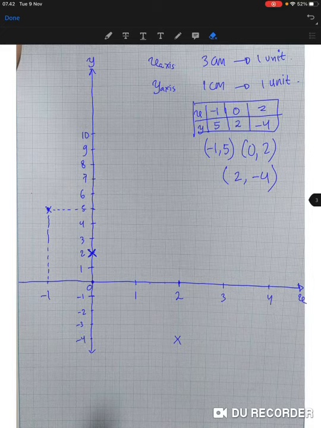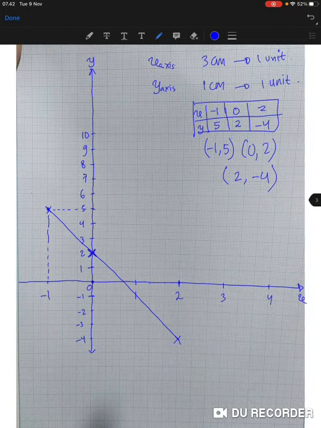Now I need you to use your ruler to make a line. Like this. Okay. Alright. Here. Finish, guys, for number 2A.